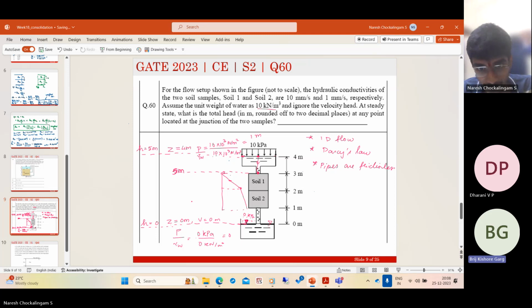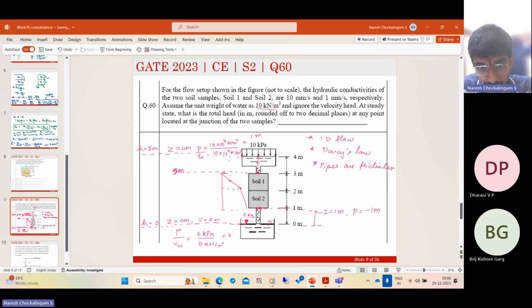Sir, then what will be the pressure just below soil 2? Just below soil 2. Okay, we will calculate. So what will be the pressure head just below soil 2? Apply Bernoulli equation between this point and this point, right? So here we assume the pipes are frictionless. So the total head here should be equal to the total head here. The elevation head here is 1 meter. The pressure head here is, what is it? -1 meter, right?